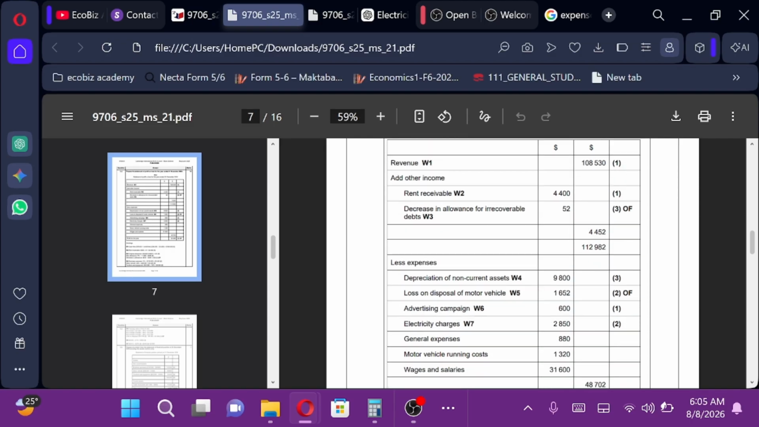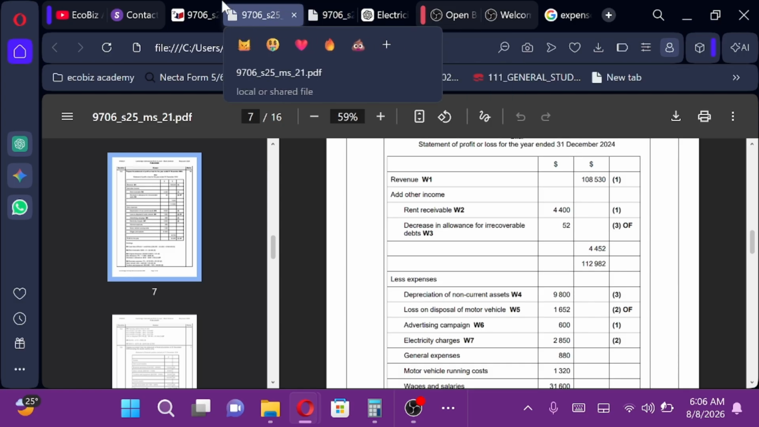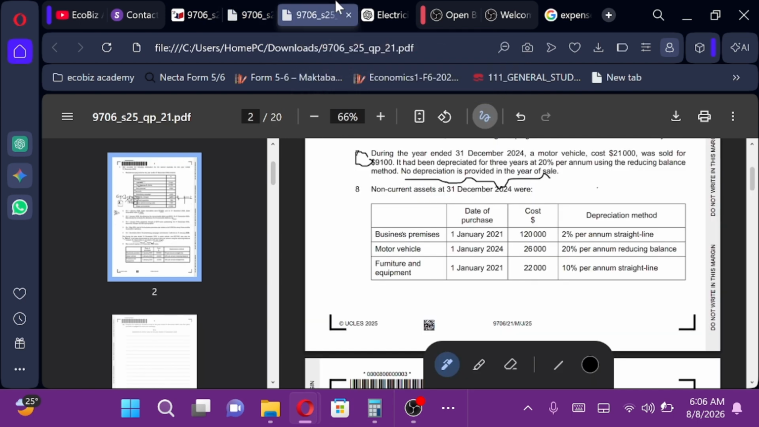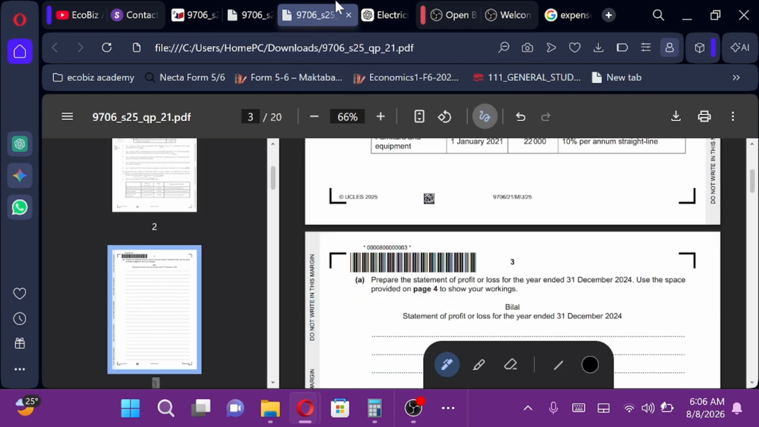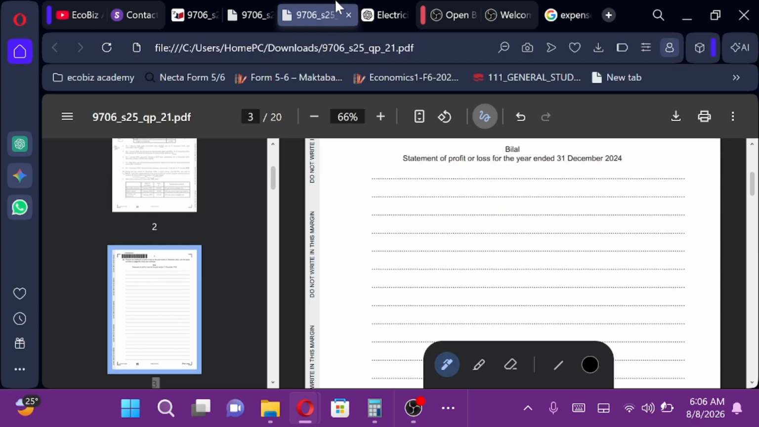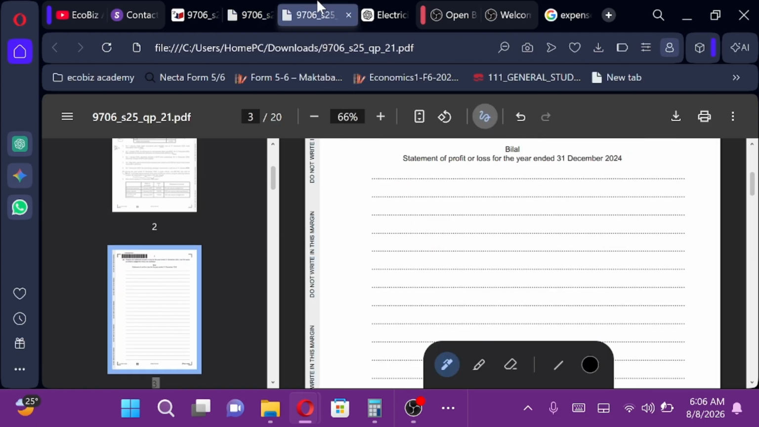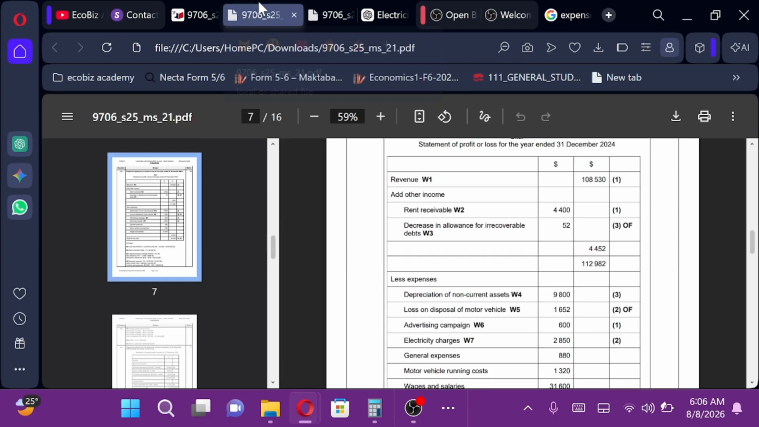Now what we do, we put all the information given on the left side of the income statement. As you can see in the marking scheme, they put all the transactions on the left side, and then we add all the sums and put them on the right side. So yeah, it's that simple.